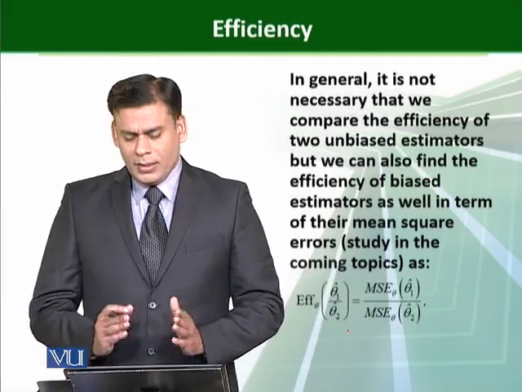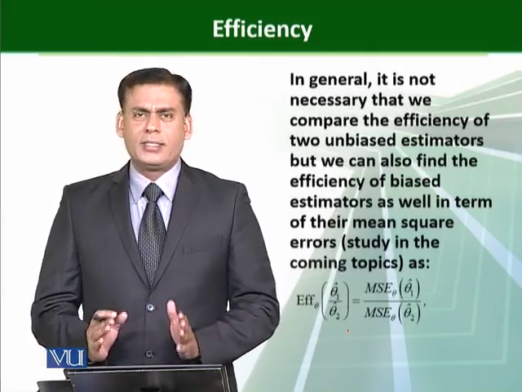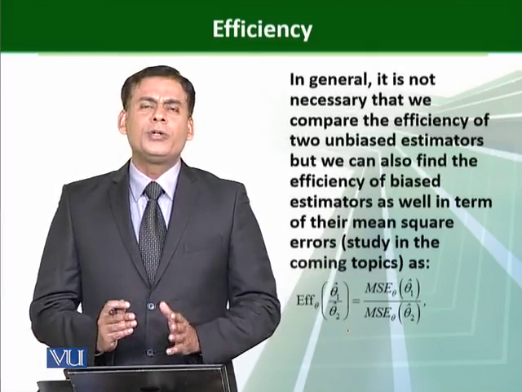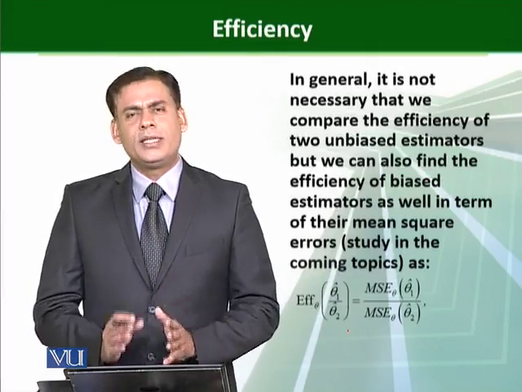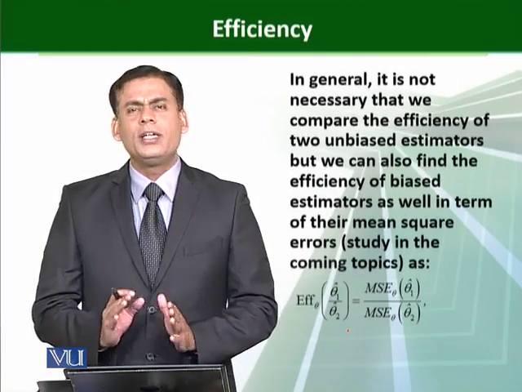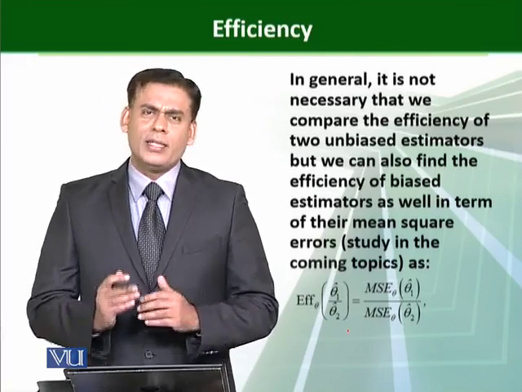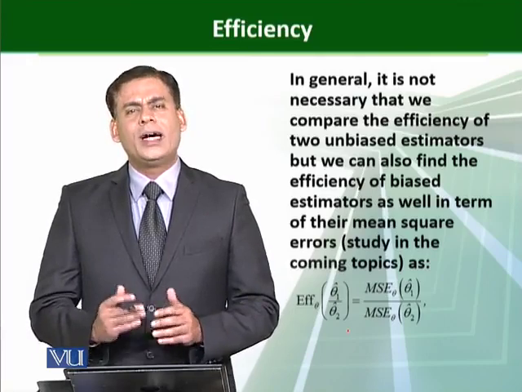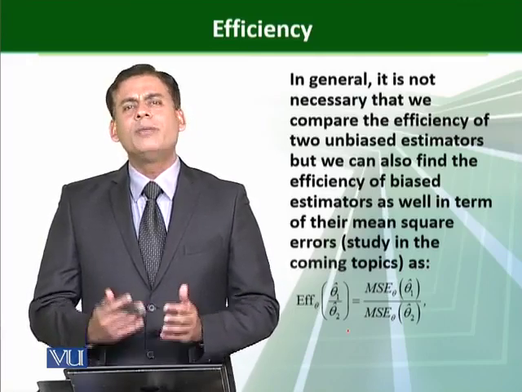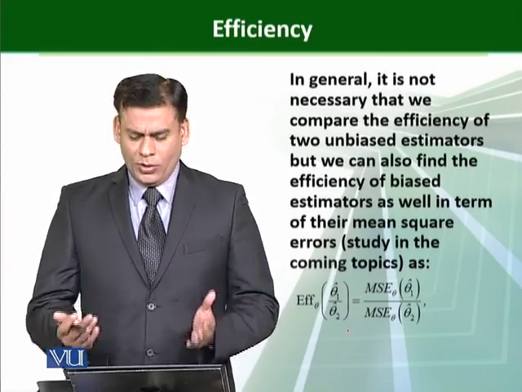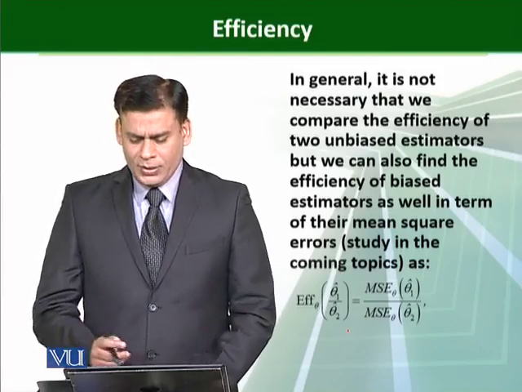In general, it is not necessary that we compare the efficiency of two unbiased estimators. ये जरूरी नहीं है कि हम दो unbiased estimators की efficiency को measure करें. It is also possible that if we have a biased estimator, we can also compare their efficiency as well. So, how do we proceed for this one?